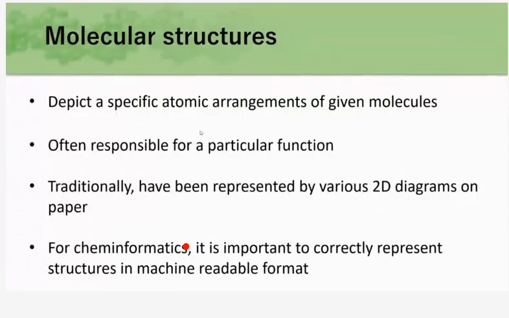Molecular structures are nothing but a specific atomic arrangement of a given molecule. We all know that molecules are made up of different types of atoms. In 3D space in nature, they attain a certain conformation, which we call the most stable conformation, and that is associated with the minimum energy conformation. These molecular structures are often responsible for a particular function. So if there is any change in the structure, the function would probably change. That way we have to look at them and understand the structures properly.